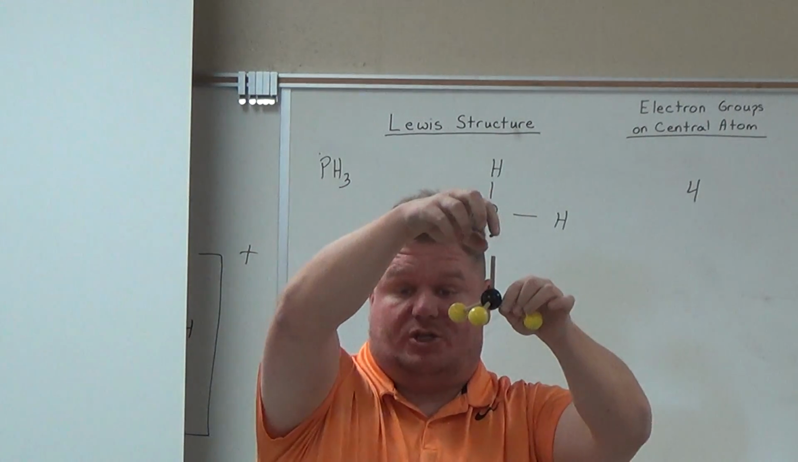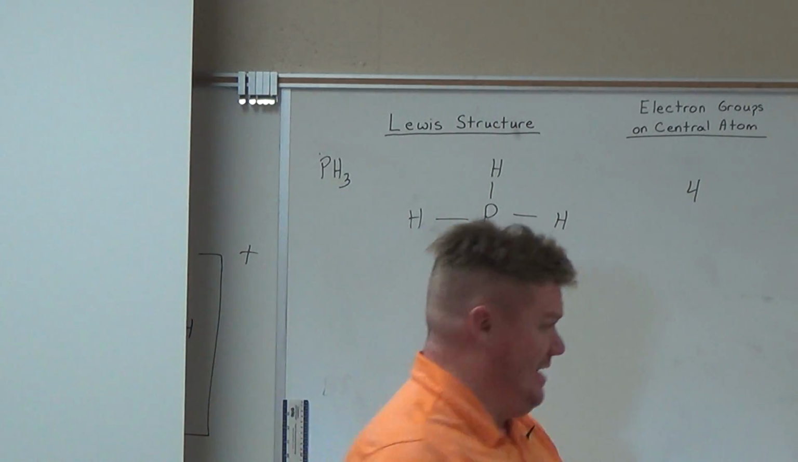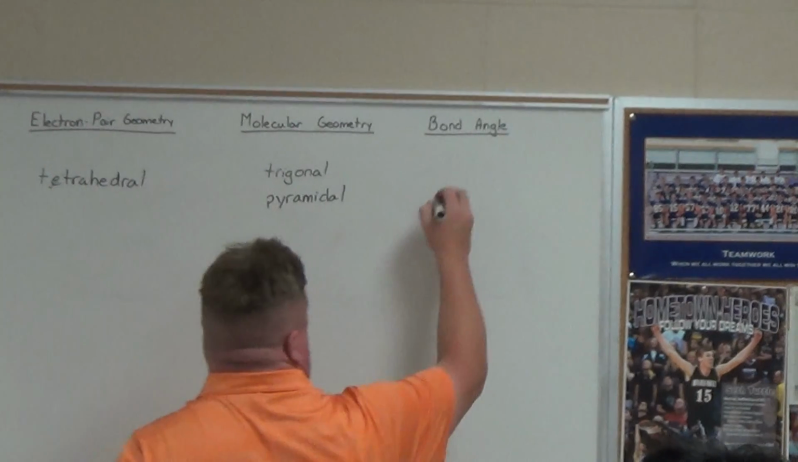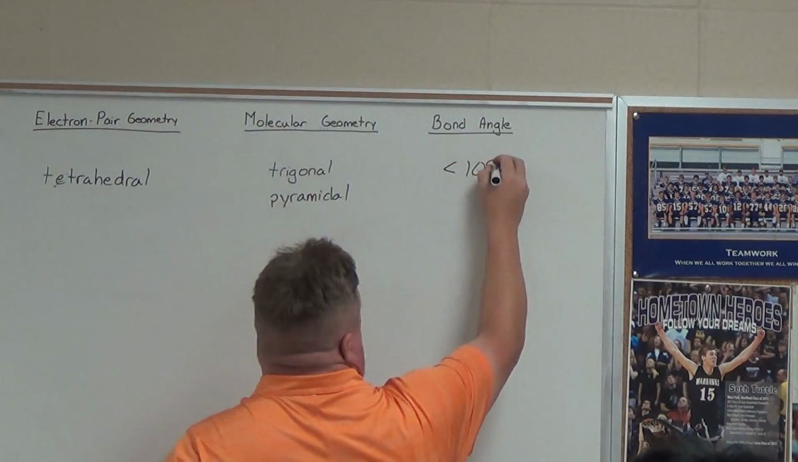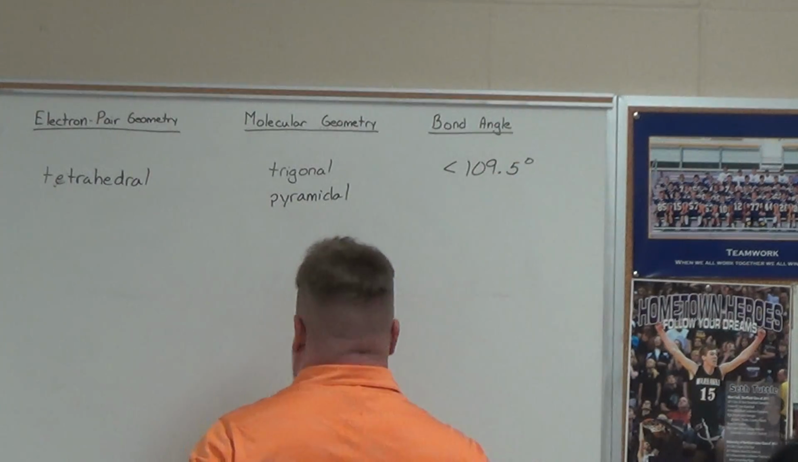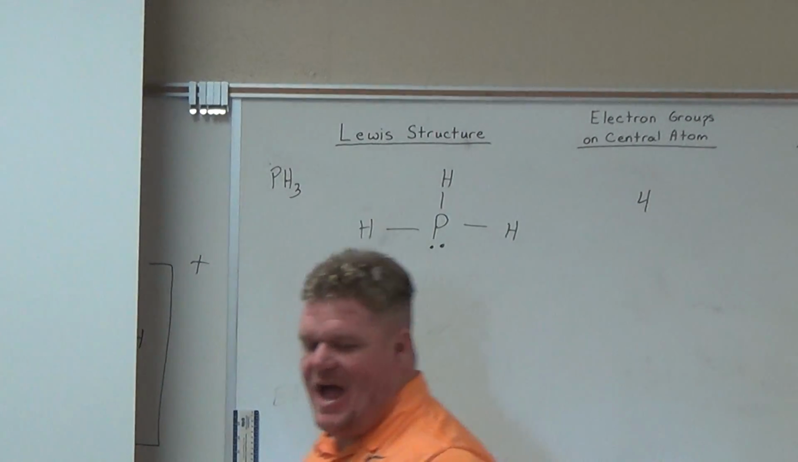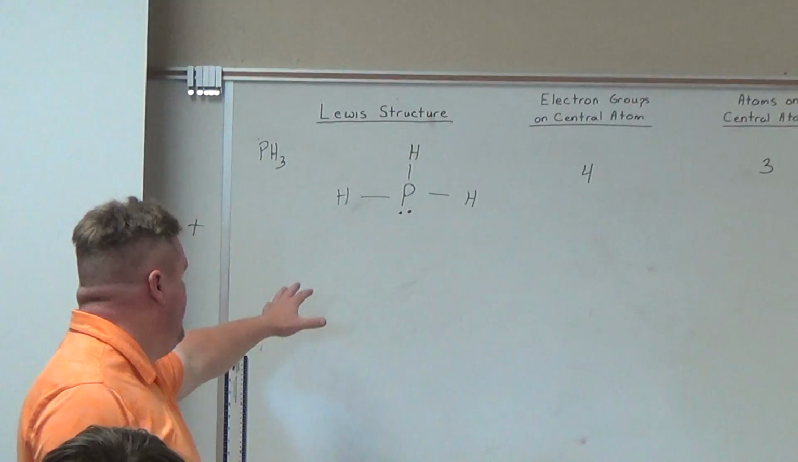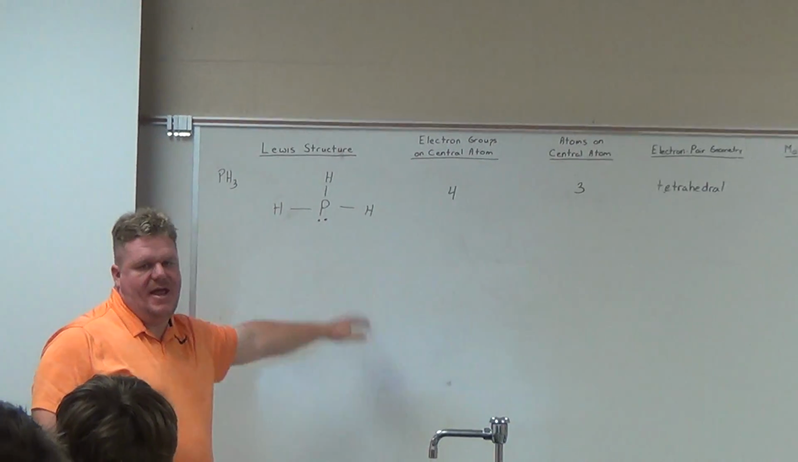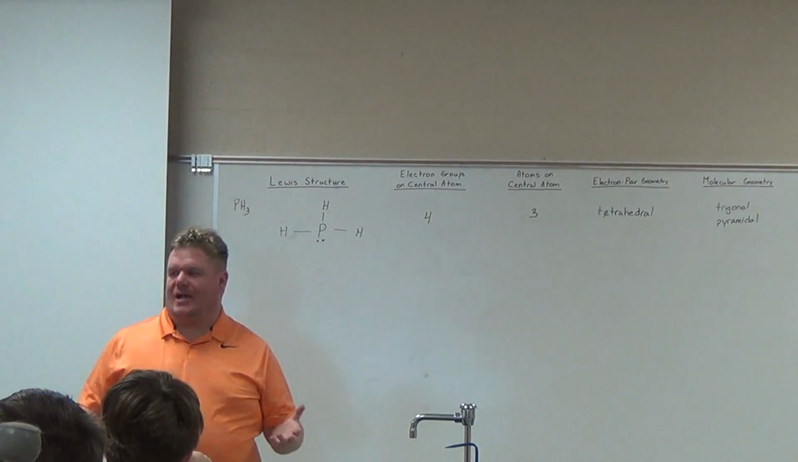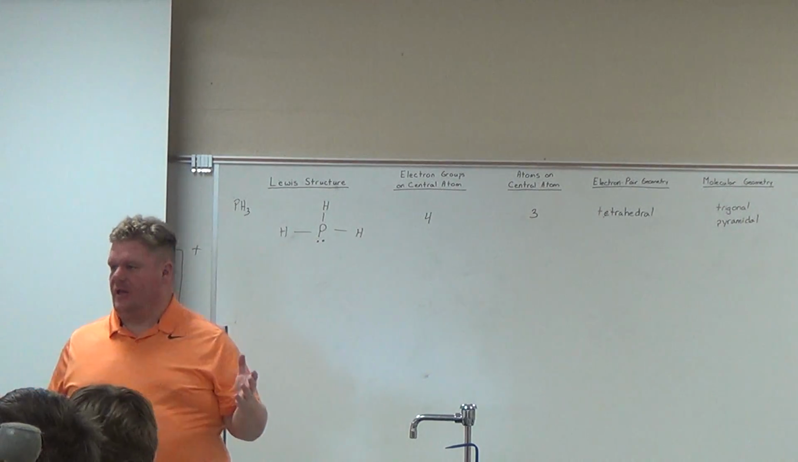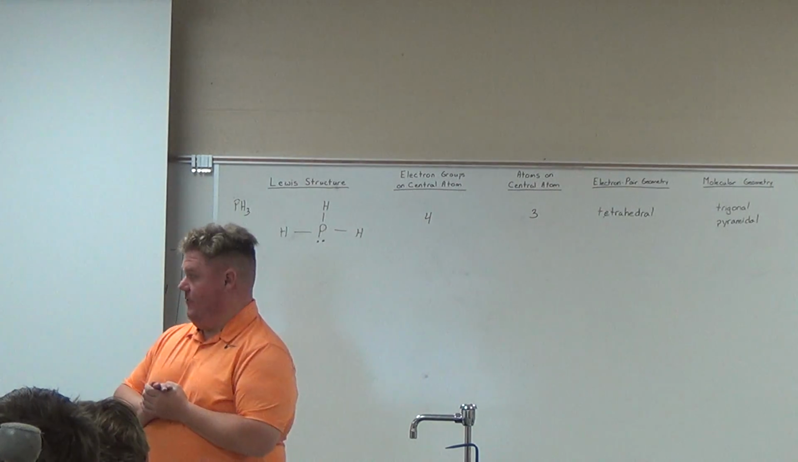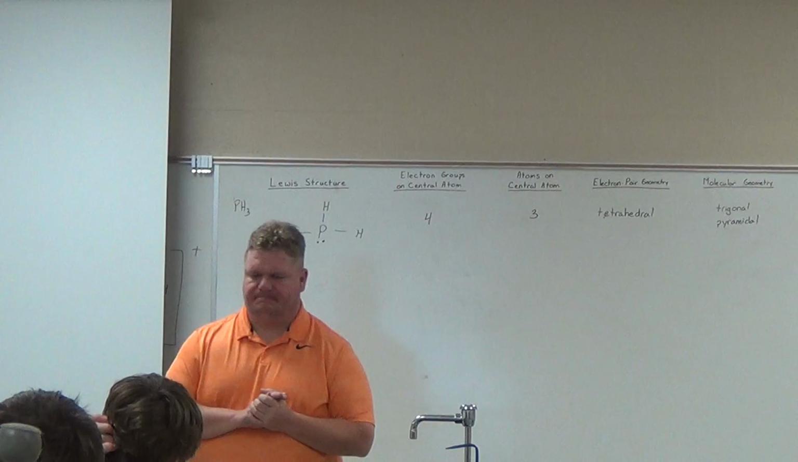Because there's more repulsion up here, it's going to be less than 109.5 degrees. Now, that being said, if we wanted to know the actual bond angle, we could look it up. We could look up the bond angle in PH3, okay? We could look up an actual value. But just generically, we can call it less than 109.5. Okay, what's the next one?